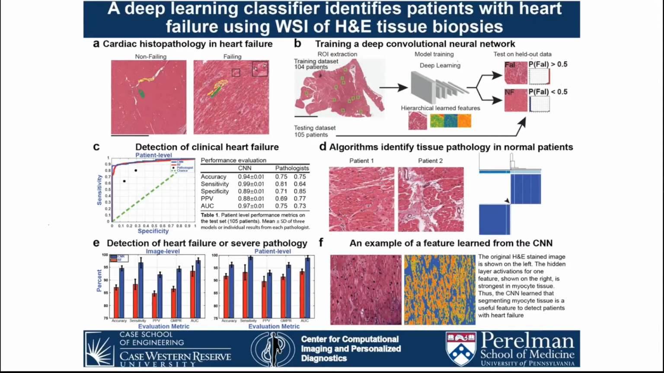And just to make it interesting, we also had two pathologists analyze the validation set. They were posed the same question that was posed to the algorithm: can you identify features of failing hearts versus biopsies that didn't have any evidence of failure? When we did a head-to-head comparison, the neural network came out with an area under the curve of 97%. On the other hand, the two pathologists had an average area under the curve of 74%.